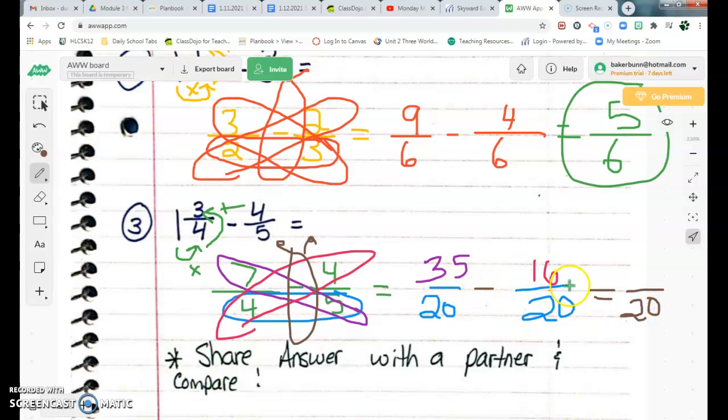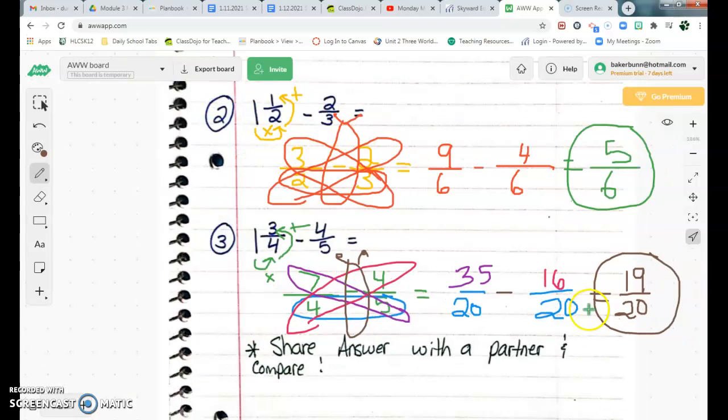35 minus 16. Well, I know 35 minus 10 is 25. 25, take 6 more away to make it 16, is going to give me 19. So I have 19 over 20. And that is how we subtract fractions from mixed numbers. You take that mixed number, you convert it to an improper fraction by multiplying the whole number by the denominator, add the numerator, and then butterfly method to finish it all out.